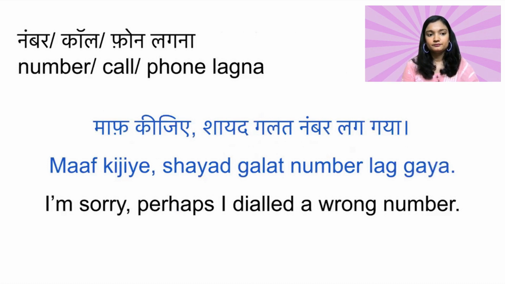So, number lagna. Let's say if this is the verb, what I have written here is number lag jana, which means the same. Number lagna, number lag jana. This works as a compound verb. Once again, number lagna is same as number lag jana. So, maaf kijiye, shayad galat number lag gaya. Means, I'm sorry, maybe I dialed a wrong number.